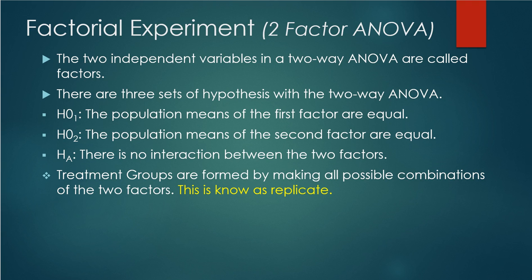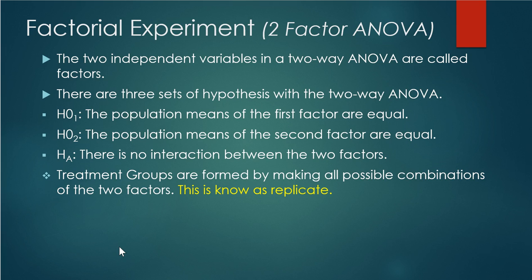Okay. All right, a two-factor ANOVA. We have 2 independent variables in a two-way ANOVA, called our factors. There are 3 sets of hypotheses with a two-way ANOVA, right? Null hypothesis 1, the population means of the first factor are equal, and null hypothesis 2, the population means of the second factor are equal. Our third null hypothesis is that there is no interaction between the 2 factors at all. The treatment groups are formed by making all possible combinations of the 2 factors. This is known as replicate.